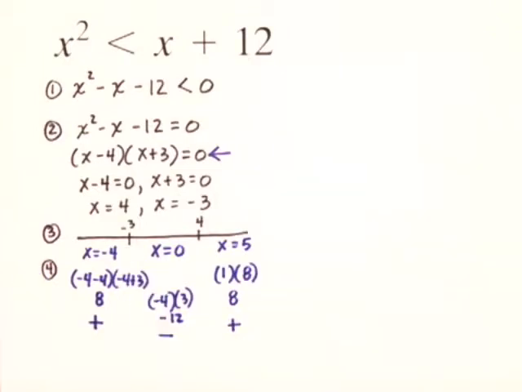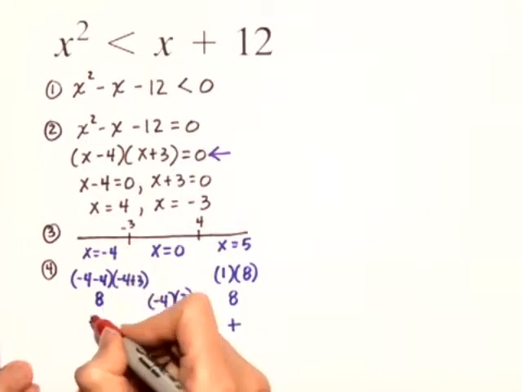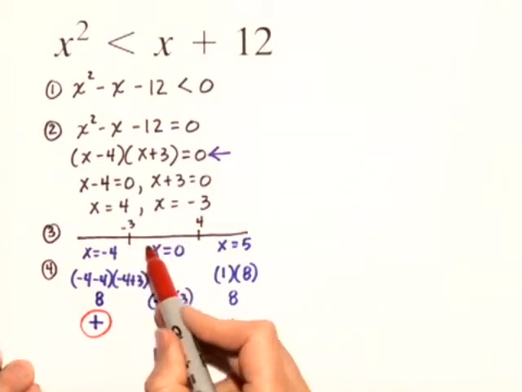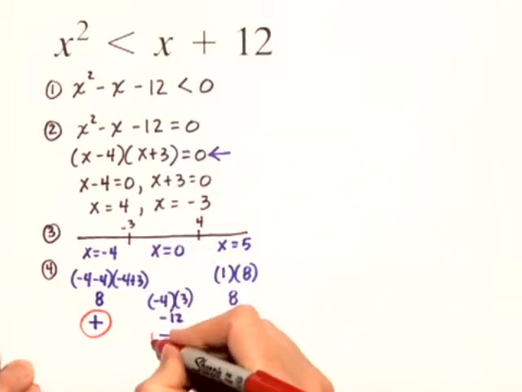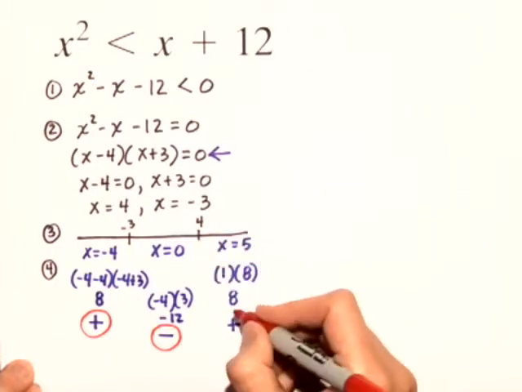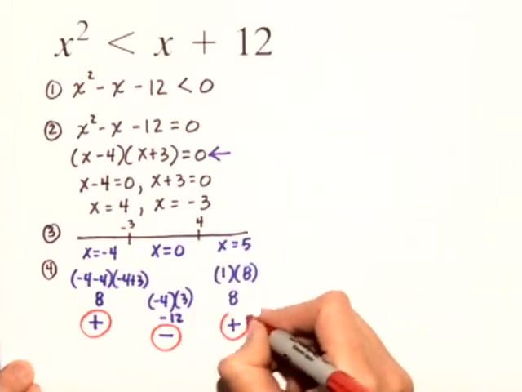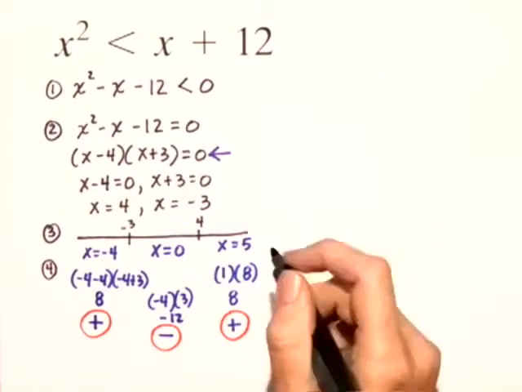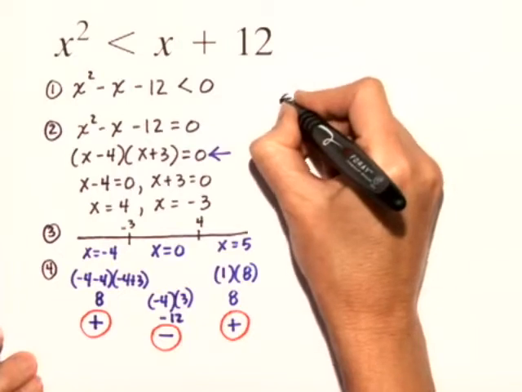So let's notice, in the interval to the left of negative 3, the function values are positive. Look at the interval between negative 3 and 4, the function values are negative. And finally, look at the values to the right of 4, the function values are positive. Well, now we're ready to move to our solution in step 5.